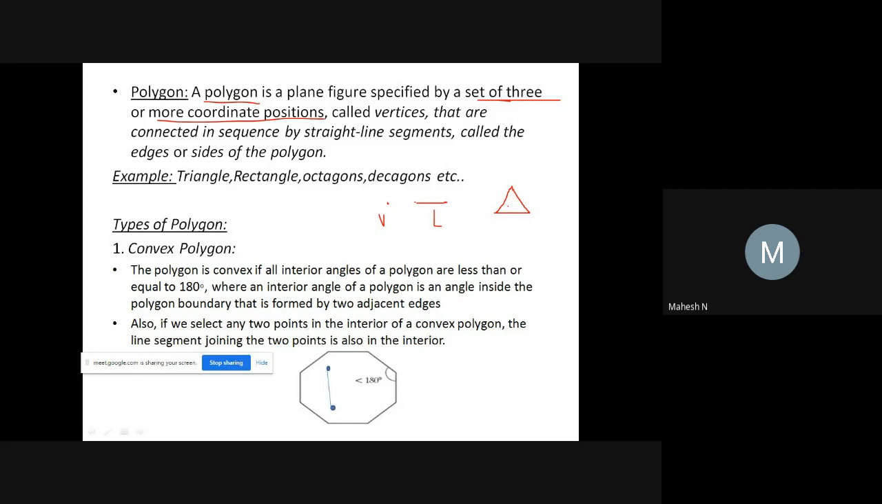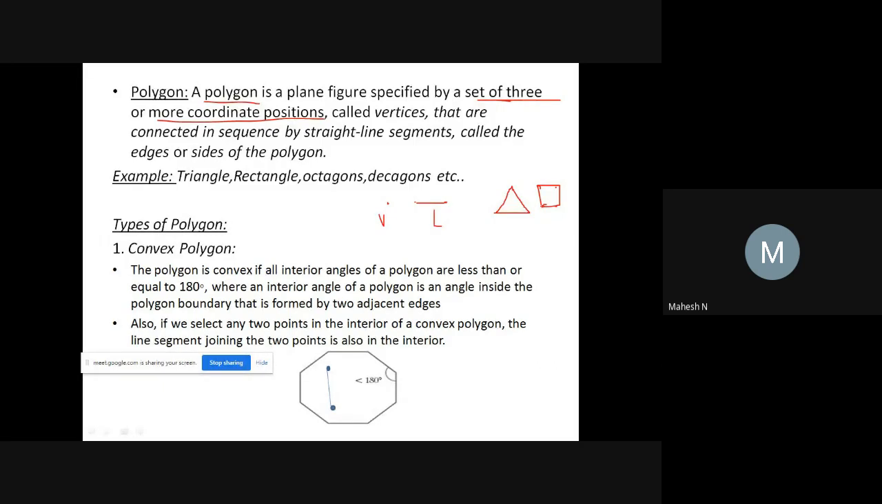So the first polygon is the triangle, with minimum three. The next one is the square, with four. Next, five points is a pentagon, six points a hexagon, and so on. It goes on like this. So minimum three points, keep this in mind.